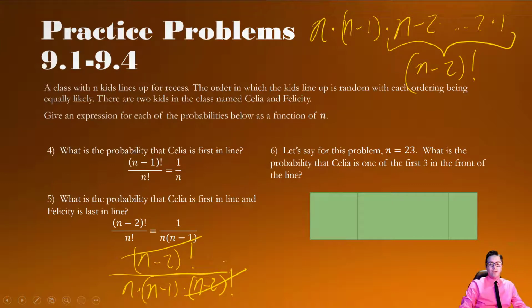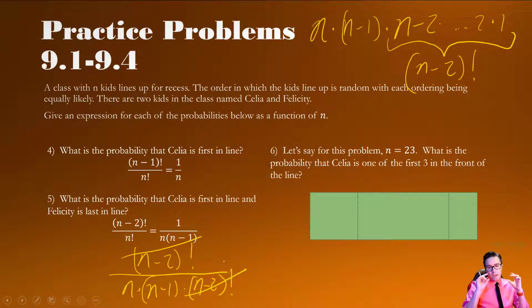For number 6, we're thinking about Celia placing in line. So think the box trifecta that we talked about earlier. So we ask, what are the different combinations of the top three, right? Who of the 23, how many different top threes are there, right? So that's going to be our sample space.